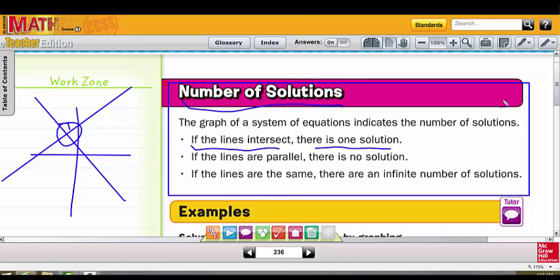If the lines are parallel, well, you can just imagine if you had 2 parallel lines, they're never going to intersect. There is no common value, therefore there is no solution. No solution. And then lastly, if the lines are the same, in other words, one line is here and the next line is right over the top of it, there are an infinite number of solutions. Literally any number that you put into either equation is a solution to the system of equations.